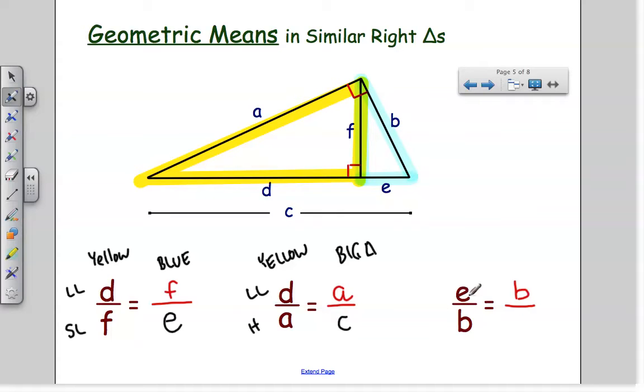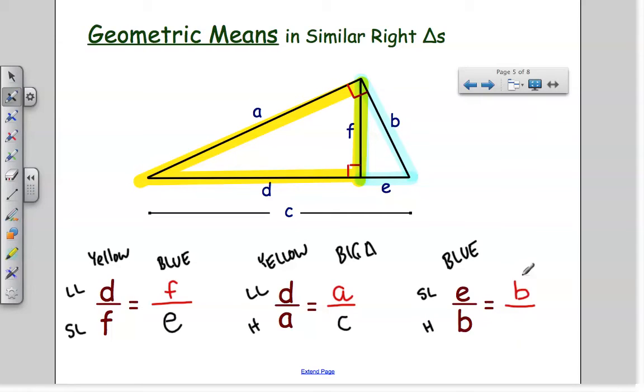Okay. And one more geometric mean. We have sides E and B being compared. What triangle are E and B both in? E and B are both in this blue triangle, it looks like. Now, name them. Are they short leg, long leg, hypotenuse? What parts are they? What is E for this blue triangle? I'd say E is the shorter leg. What is B for this blue triangle? B is the hypotenuse of the blue triangle.